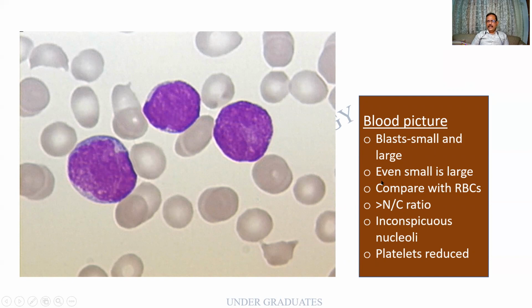The blasts are small and large, even the smallest large compared with the RBC. There is an increase in the nuclear cytoplasmic ratio. Nucleoli vary from inconspicuous to 1 or 2. Platelets are definitely reduced.